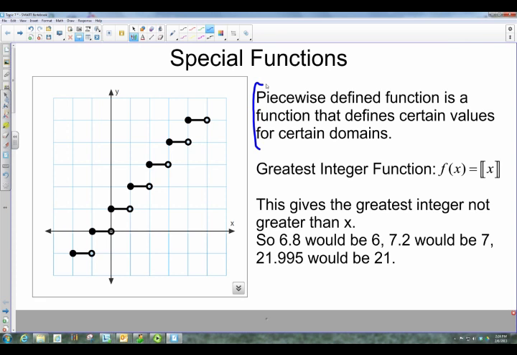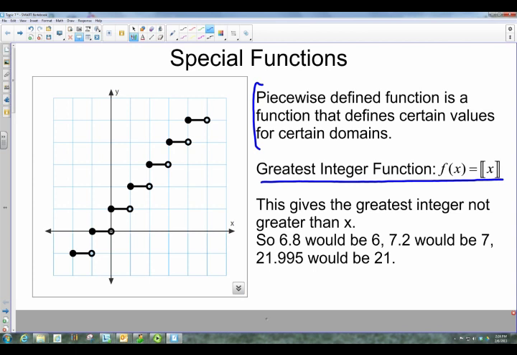Okay? Now the graph that you have here on the left-hand side of the screen is what's called the greatest integer function. Now you don't use this very often, but this class does mention it. Basically what it is, it's something that shows up in phone bills. Phone bills use this, the mail service uses this, and what it says is that it gives you the greatest integer not greater than that x value.